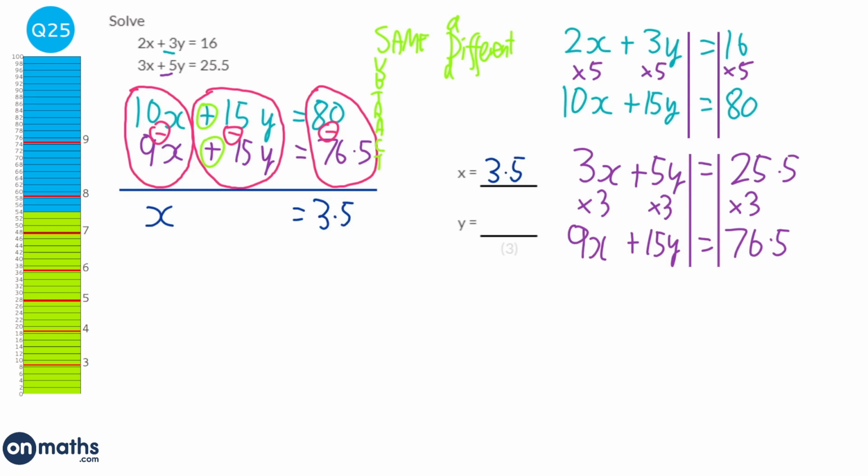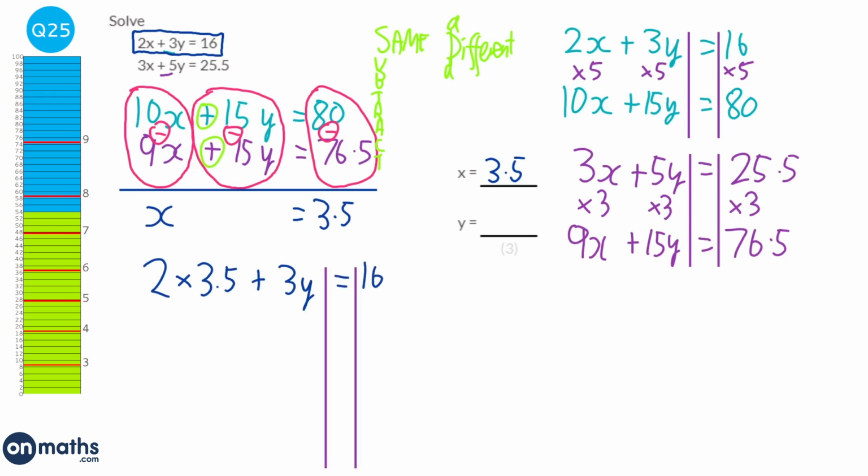But that's only half the job, because we've then got to work out what y is. So I'm going to substitute x into this first equation here. So we're going to do 2 times 3.5 plus 3y equals 16. And we're going to get our lines in. And the first thing I'm going to do is 2 times 3.5, which is 7. So we're going to subtract 7 from both sides.